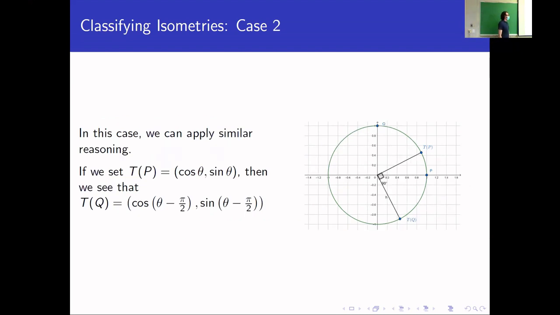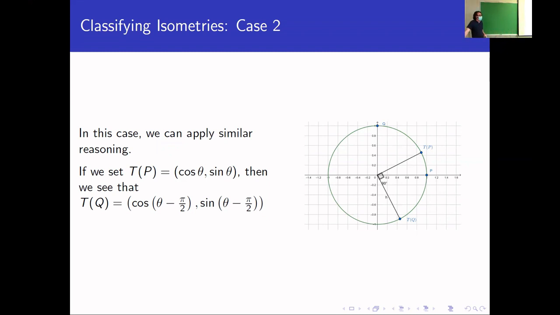Now we could apply the same reasoning and get that this angle from T of P to the origin to T of Q has to be 90 degrees again. Okay, but we've kind of gone the other way. And of course, by convention, we have a way to make sense of a negative angle. A positive angle would be rotating in the counterclockwise direction. A negative angle would be rotating in the clockwise direction. So we can say that the coordinates of the target for Q would be cosine of theta minus pi over 2 and sine of theta minus pi over 2.